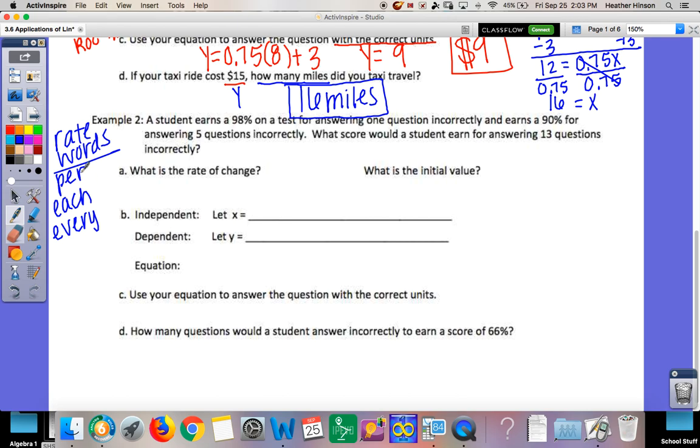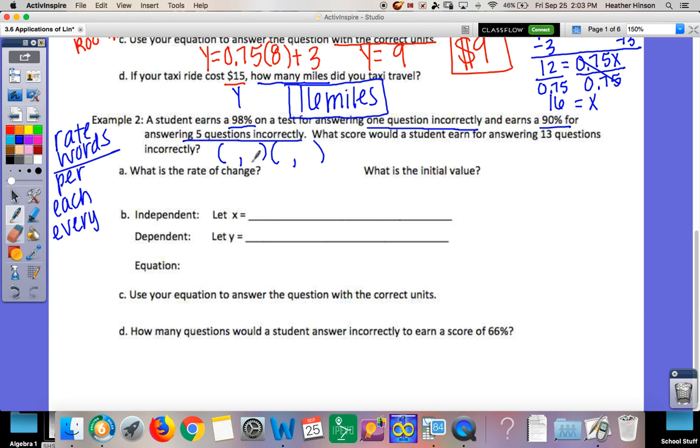Well, this one doesn't have per, each, or every. This is a problem where they didn't give you the rate, they gave you points, just like the lesson yesterday. If you go back to the lesson from yesterday, this is actually the exact question from one of the problems yesterday. They gave us a 98% for answering 1 question incorrectly, a 90% for answering 5 questions incorrectly. They gave us points here. We have to find the rate of change.